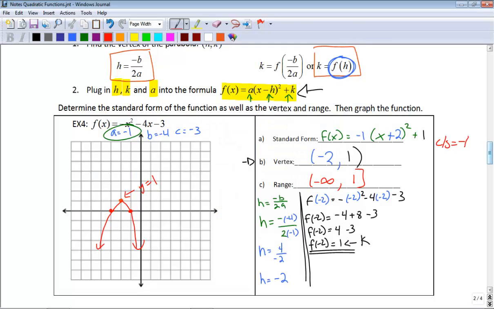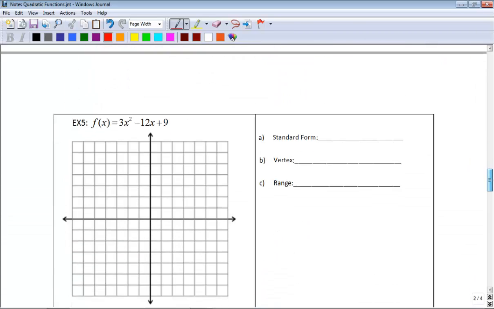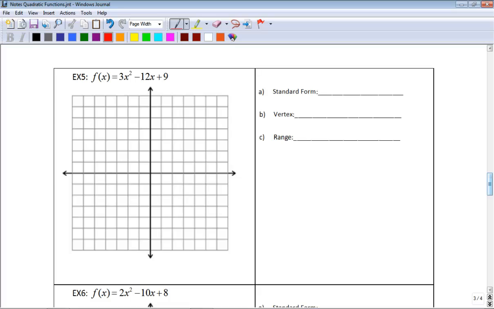All right, let's go ahead and look at example 5. Example 5 is same thing. We need to get this thing in standard form in order to work all this problem. Well, in order to be in standard form, I need to know my vertex. So to find our vertex, first identify A, B, and C.